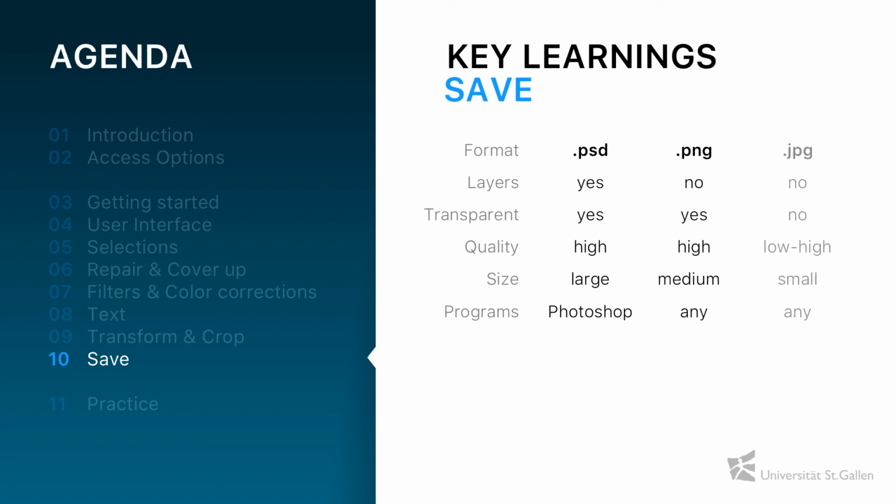And last but not least, the .jpg, the most common file. It flattens the layers and makes transparent areas white. But as with the .png, you can use it almost everywhere. Open the file with any program and you can get the best results in quality file size ratio.